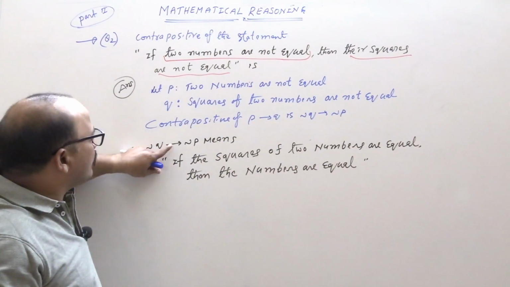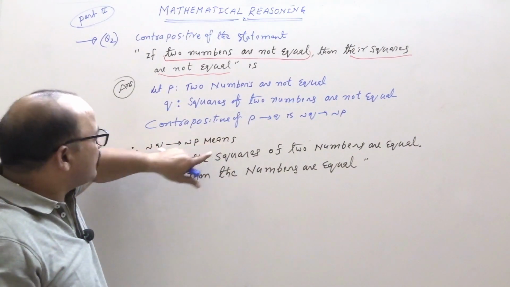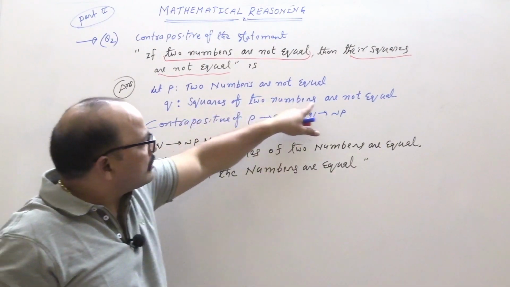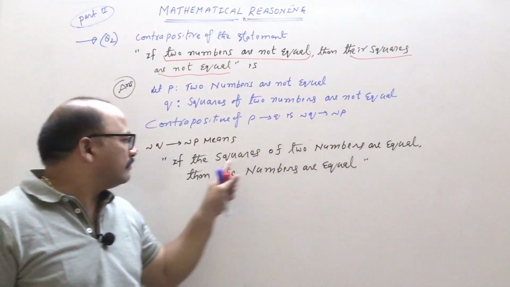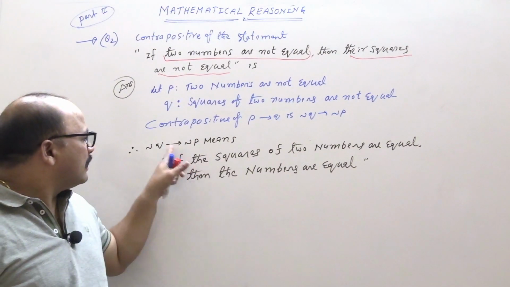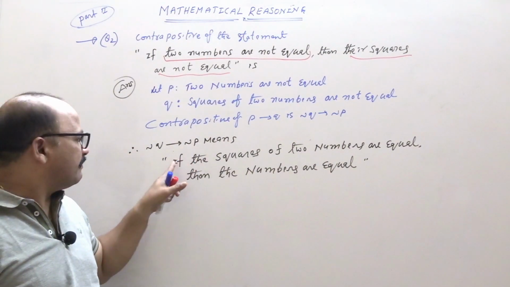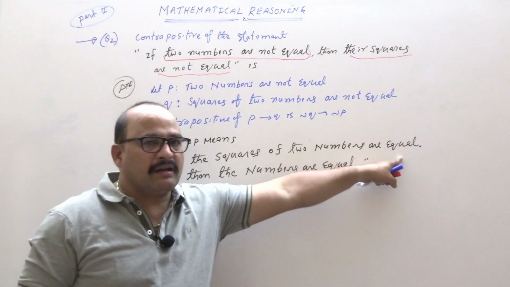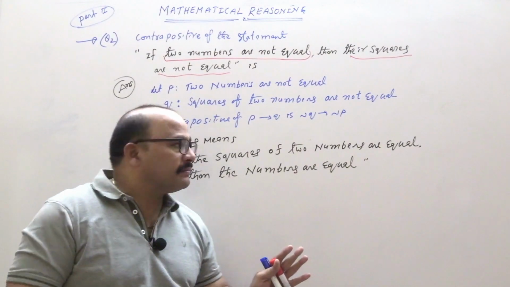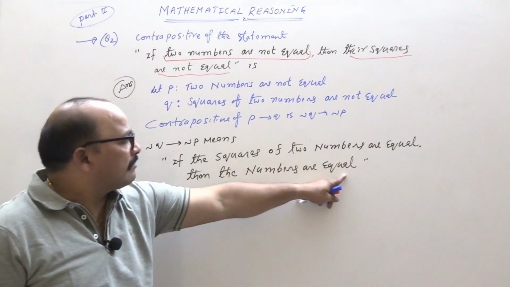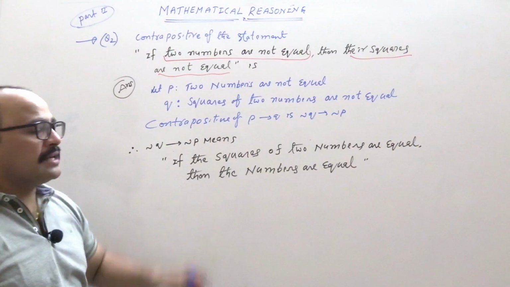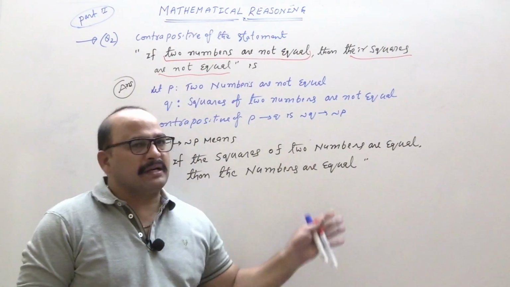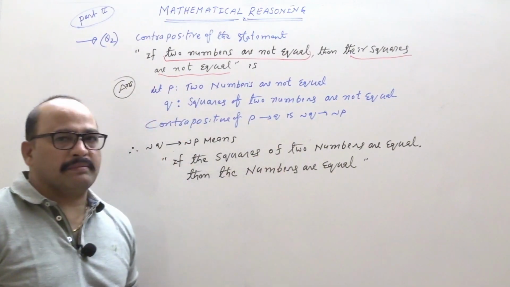So negation Q implies negation P means, first you have to write the negation of this: squares of two numbers are equal. Just remove that not. If the squares of two numbers are equal, then the numbers are equal. That's all, game over. So be careful. This is a contrapositive based question, easy. Students of any level, average, above average, top students, you can solve this problem.